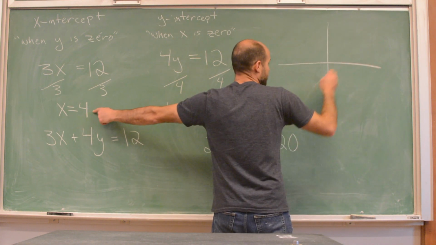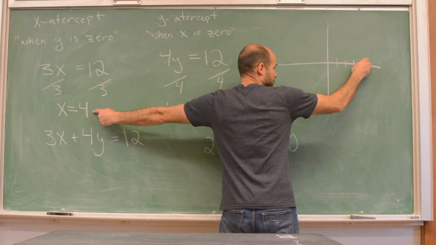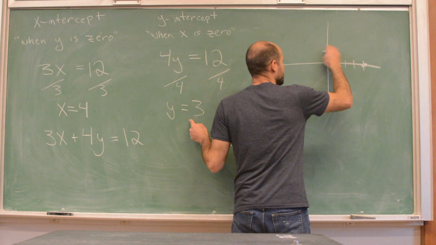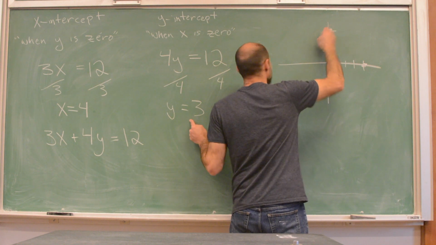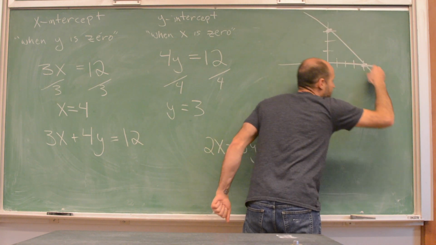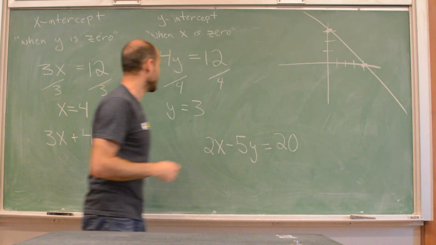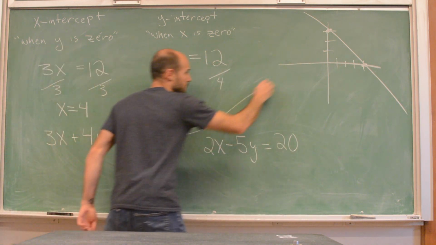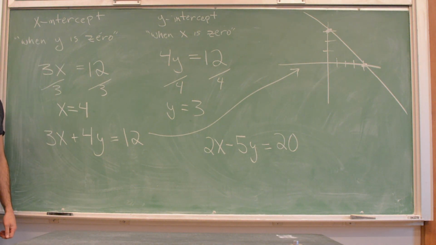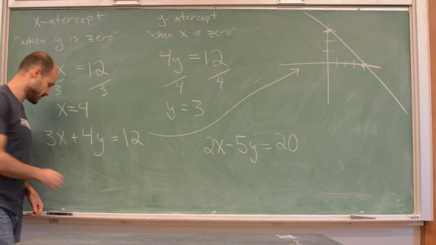Our x-intercept is 4. That's this point here. Our y-intercept is 3. That's this point here. And if we know those 2 points, then we know the line goes through them, and we've just graphed 3x plus 4y equals 12. Let's run it back for this example.